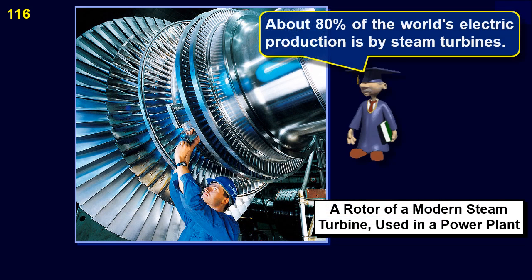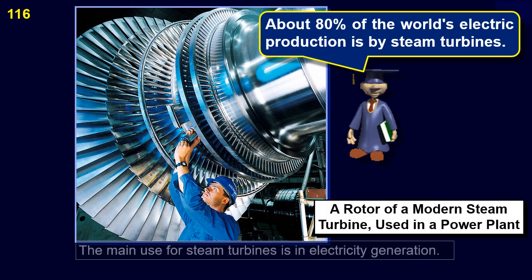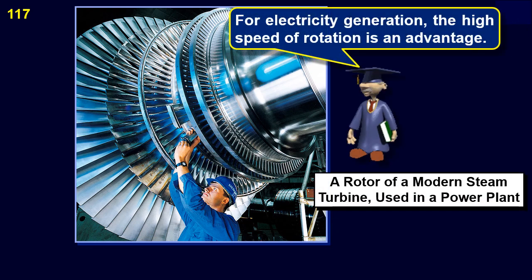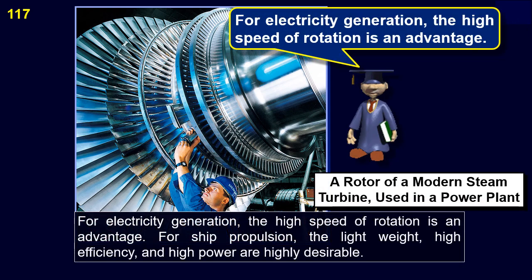The main use for steam turbines is in electricity generation. About 80% of the world's electric production is by use of steam turbines, and to a lesser extent for ship propulsion. For electricity generation, the high speed of rotation is an advantage. For ship propulsion, the light weight, high efficiency and high power are highly desirable.